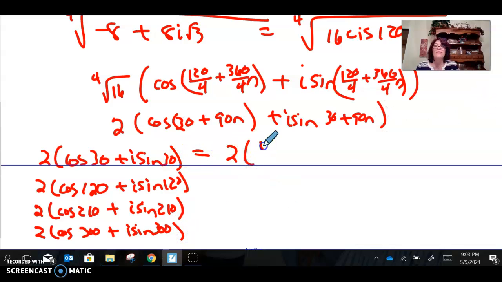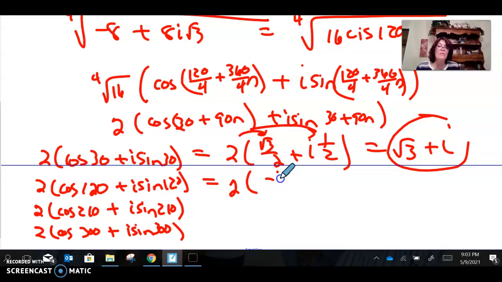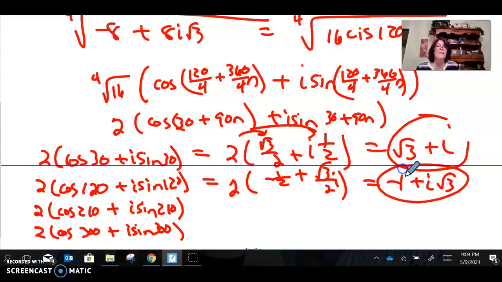Cosine of 30 is square root of 3 over 2. Sine of 30 is a half. Take my 2 through, and we have square root of 3 plus i. Now I have 120. So I have 2 times cosine of 120, which is negative a half, and sine of 120, square root of 3 over 2, times i. So we end up with, distributing my 2 through, negative 1 plus i square root of 3. There's my second one.